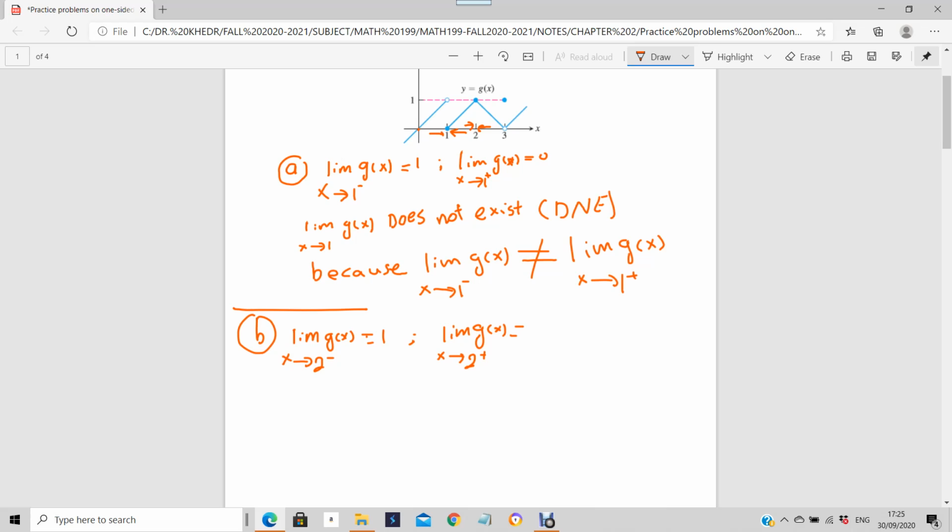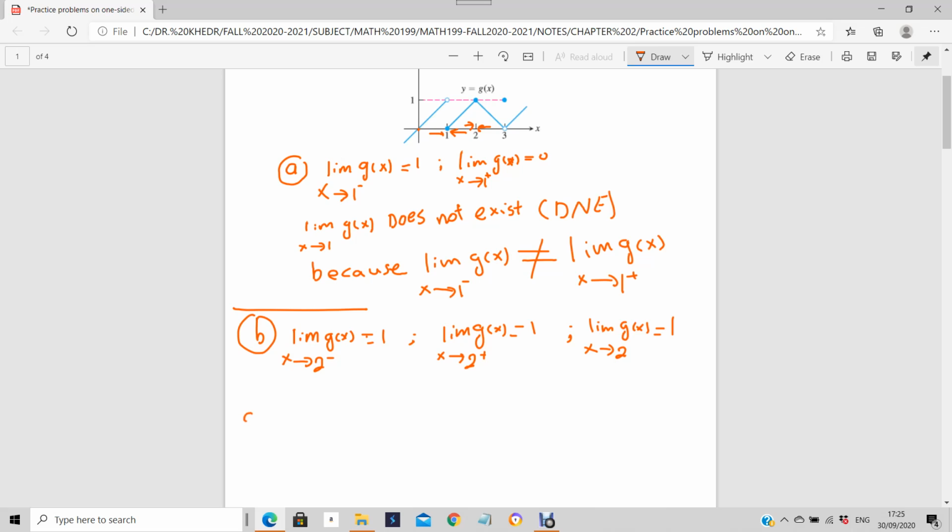Then the value of the function is going up to 1. So as x is getting very close to 2 from the right side, the value of y is getting very close to 1. So the limit is 1. So the two-sided limits here are equivalent to each other. Then we will say lim g of x as x goes to 2 equals 1. In this case, the limit does exist and is equivalent to 1.